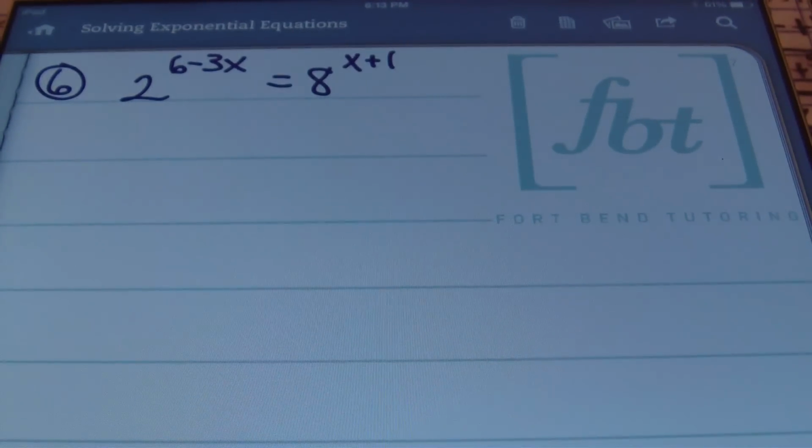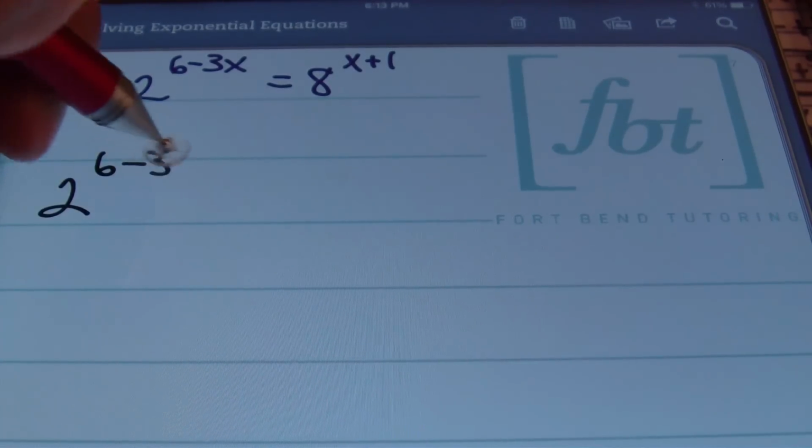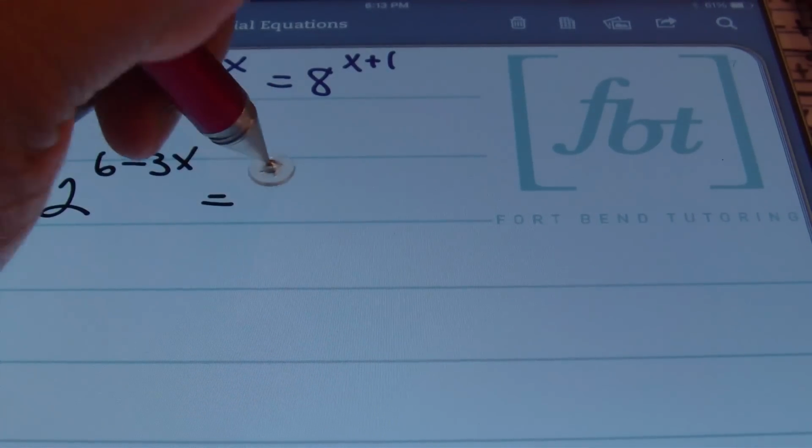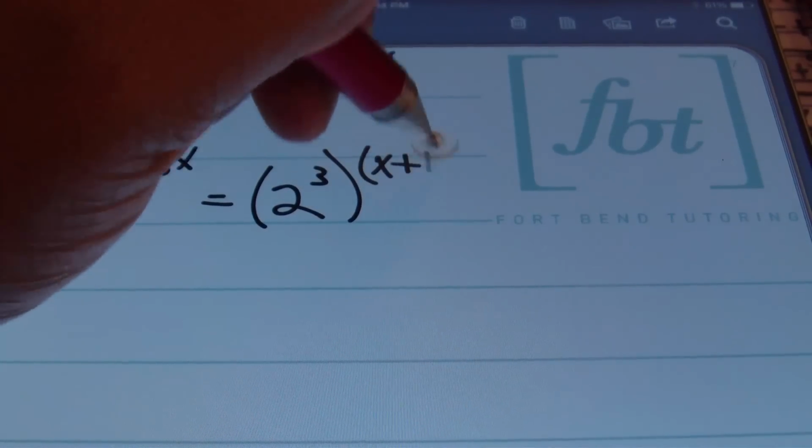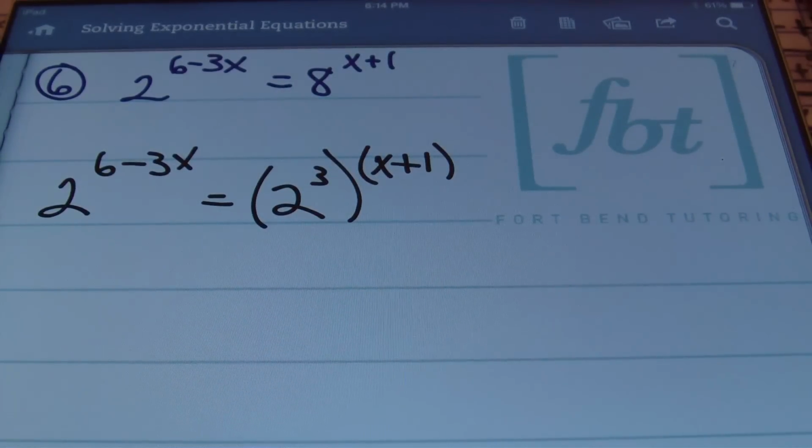With our next example, we have example 6. We have 2 raised to the 6 minus 3x equals 8 raised to the x plus 1. We're starting out with different bases, but I know that 2 and 8 have a common base of 2. So this is what's going to happen. I'll be bringing down 2 raised to the 6 minus 3x, and then I'll show that 8 can be rewritten as 2 to the third power, which is still raised to the x plus 1. All right, so that's going to be my first step.